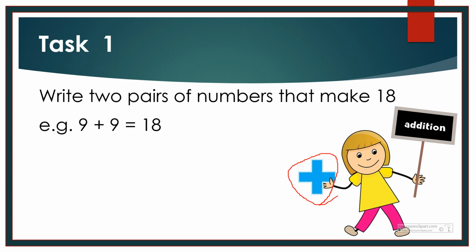Okay? Give me 2 pairs of numbers. For example, 9 plus 9 is 18. So can you do this? You have to give me A and B. Two examples of how you will make 18 by using different pairs of numbers. I know you can do this. This is very simple.